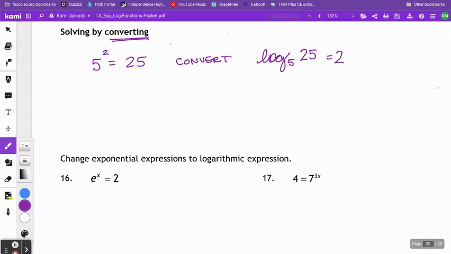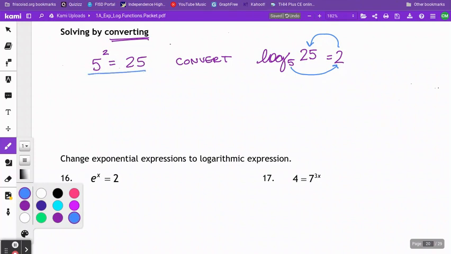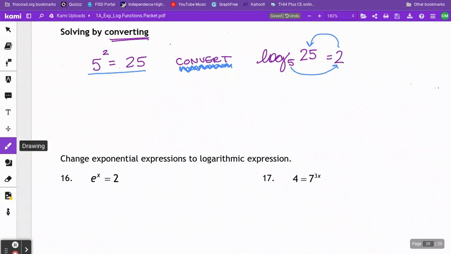That's called the argument. So then if we want to check, it would be 5 raised to the 2 power equals 25. And that's what we had here. So that's what converting means. It means changing it from one form to the other. And it goes both ways. Now, if I have a logarithm, I can change it into an exponent.